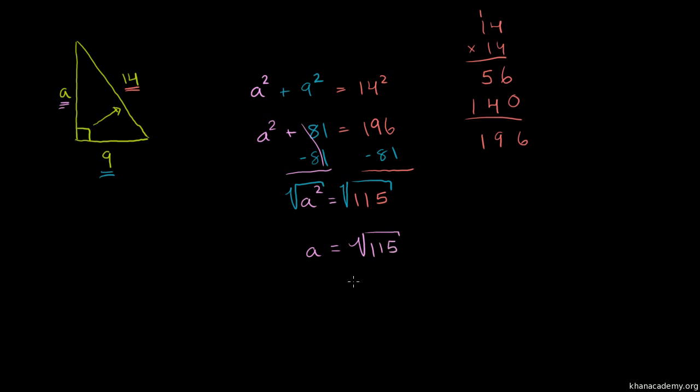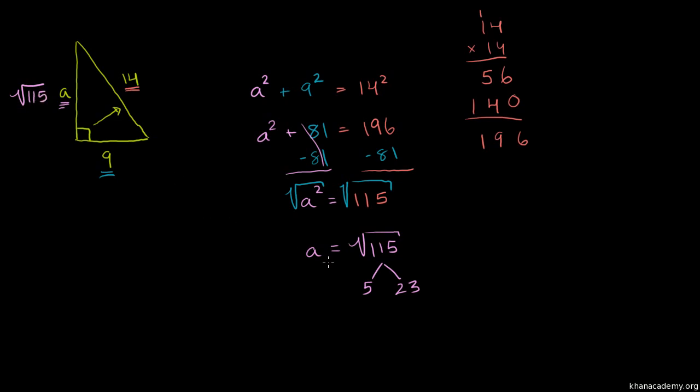And let's see if we can break down 115 any further. It's clearly divisible by 5. If you factor it out, it's 5 times, and then what does it divide? 5 goes into 115 23 times. Both of these are prime numbers, so we're done. You actually can't factor this anymore. So a is just going to be equal to the square root of 115.